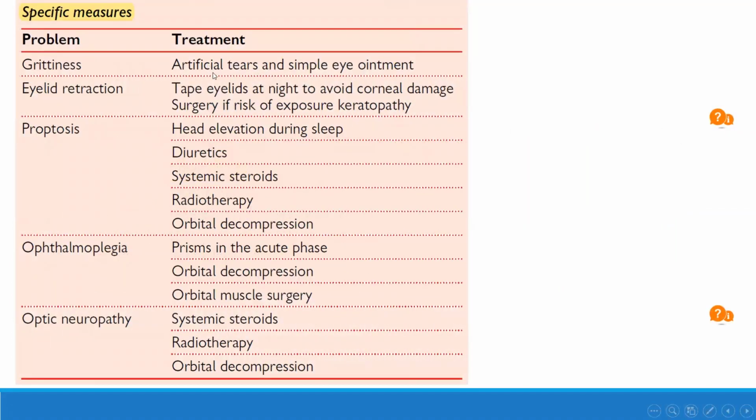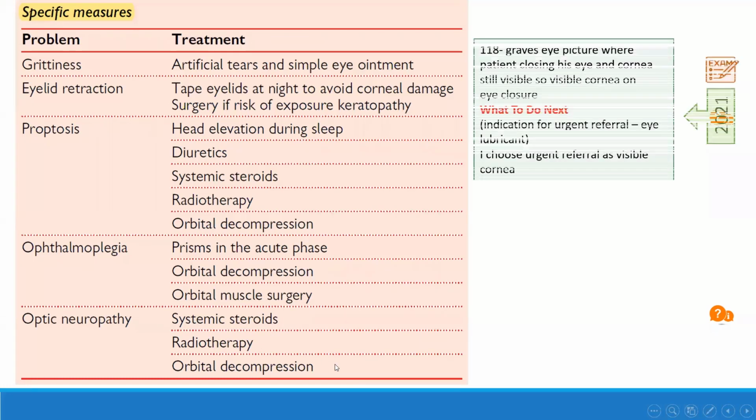Greatness: we use artificial tear and simple eye ointment. Eyelid retraction: tape the eyelid at night to avoid corneal damage. Proptosis: head elevation, diuretic, systemic corticosteroid, radiotherapy, orbital decompression. Ophthalmoplegia: orbital decompression and orbital muscle surgery. Optic neuropathy: urgently, systemic steroid, radiotherapy and surgery, orbital decompression.